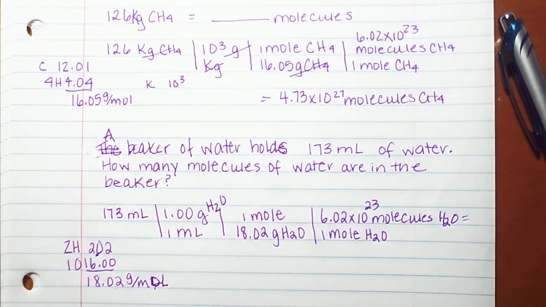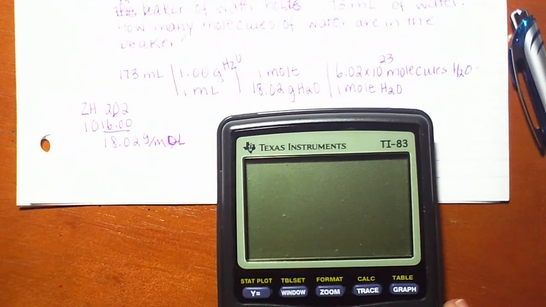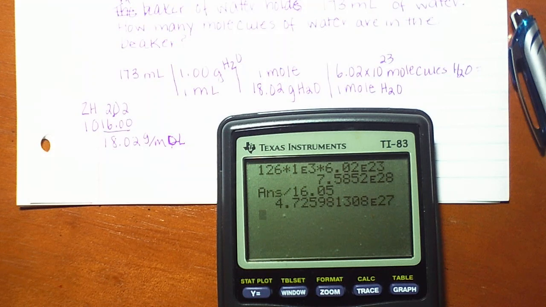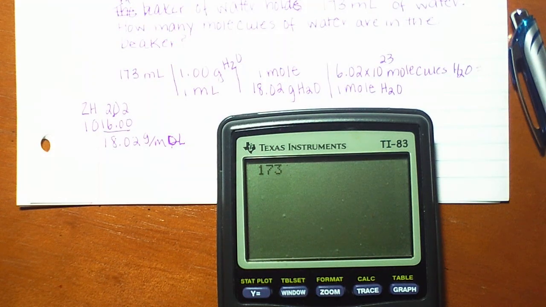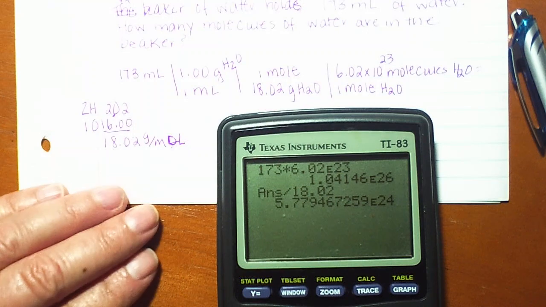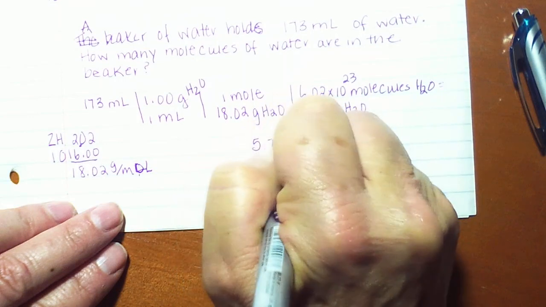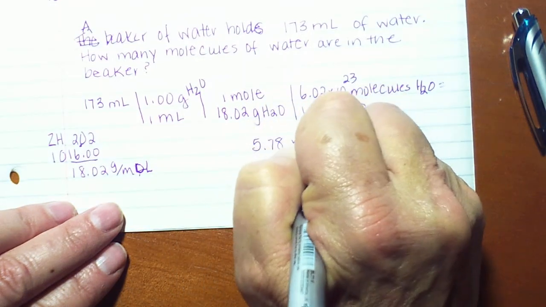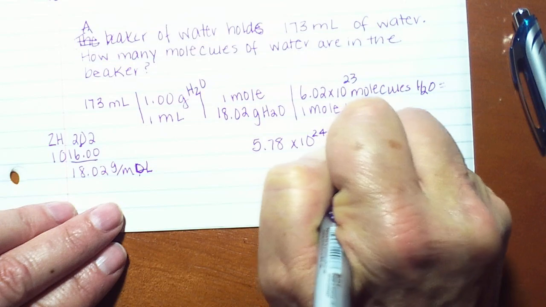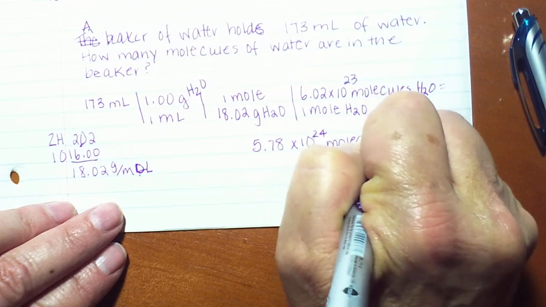Okay, so now the calculator work on this. Of course, you don't have to put in that 1, right? So 173 times 6.02 E23 divided by 18.02. So 5.78 times 10 to the 24th molecules of water.